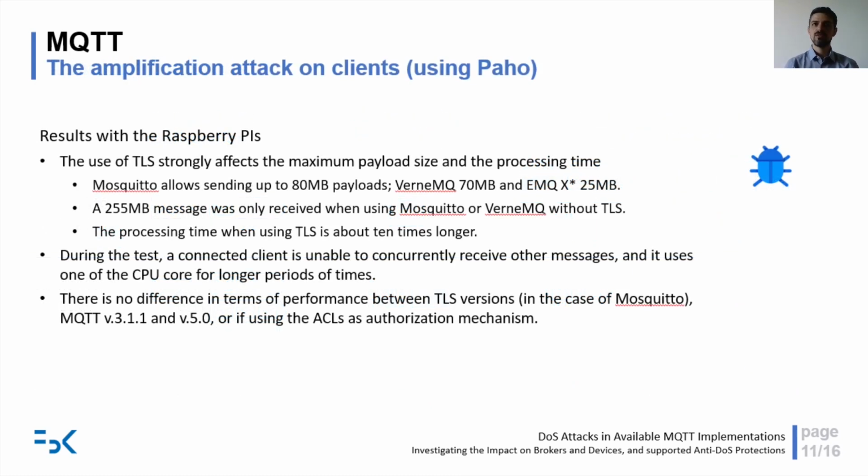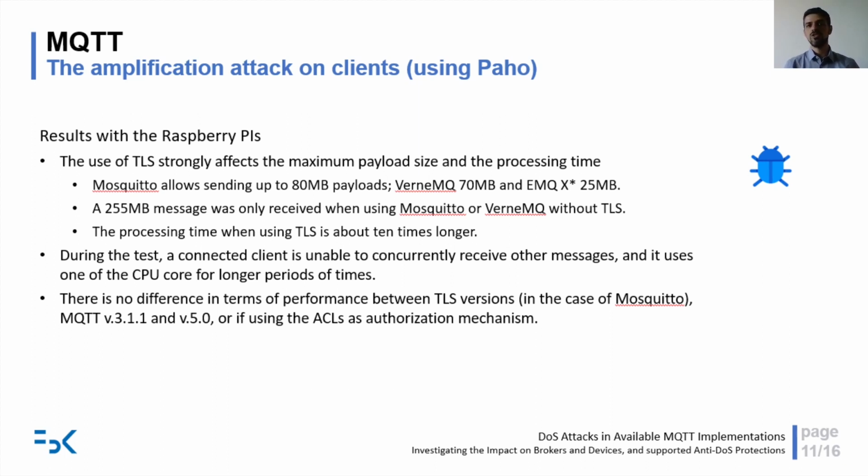When attacking the MQTT clients, we used one of the most widely adopted libraries, Eclipse Paho, and obtained the following results. The use of TLS strongly affects the maximum message size and processing time. In the case of NQX, we modified the configuration to theoretically allow the maximum message size, but were only able to receive 25 MB messages. The maximum message size was only received in Mosquitto and VerneMQ without adopting TLS. In general, the processing time with TLS is around 10 times longer.